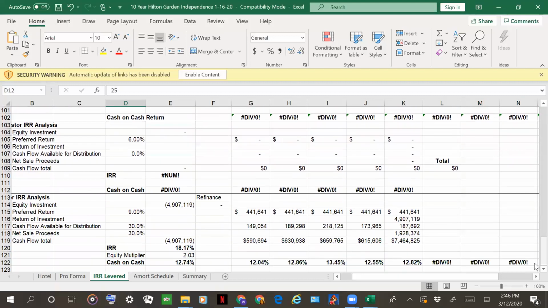What does it look like for the investor? Well, hey, they got their preferred. They hit their goal of getting their 9%. They received 30% of the distributions. And look at this, they hit above their mid-teens. They got an 18.17 and a 2.03 equity multiplier, meaning they got a 103% return on their money. And they still got a 12.74 cash on cash.